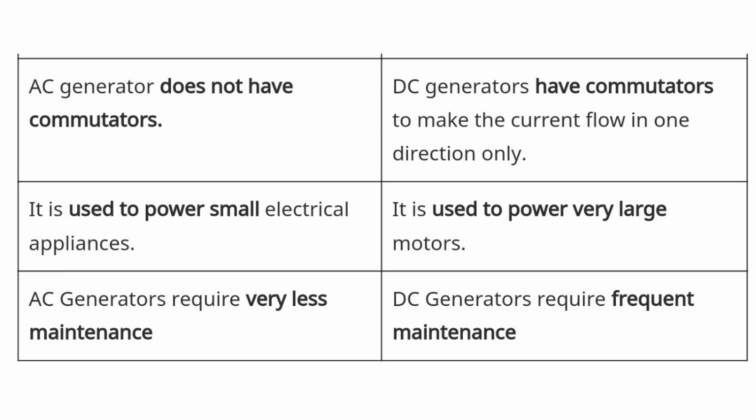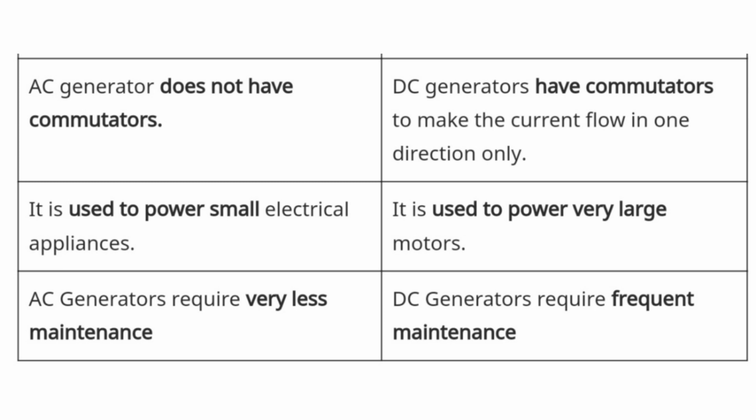See here, an AC generator does not have commutators, but DC generators have commutators to make the current flow in one direction only. So commutators are used, and that's why the direction of the current is only one direction.